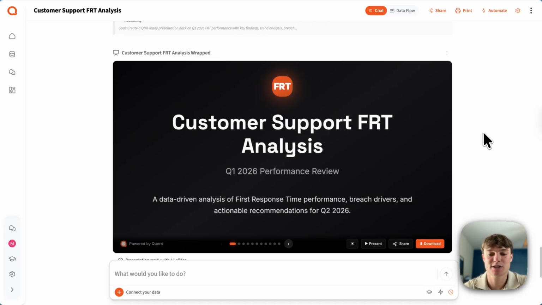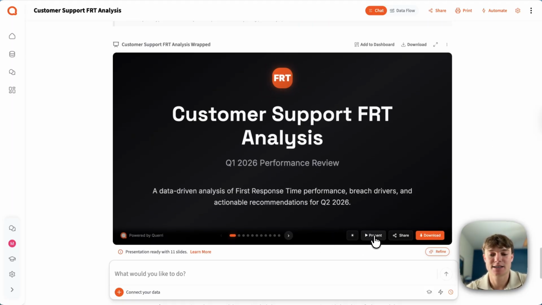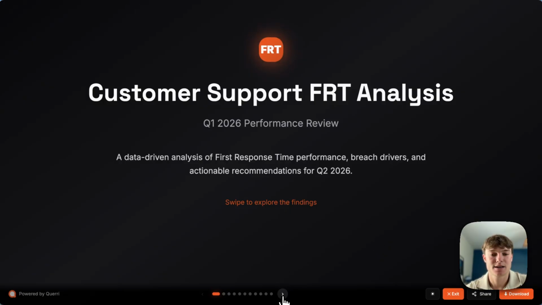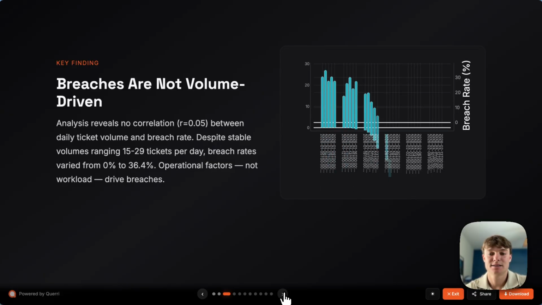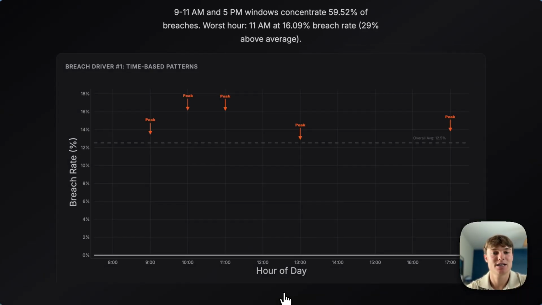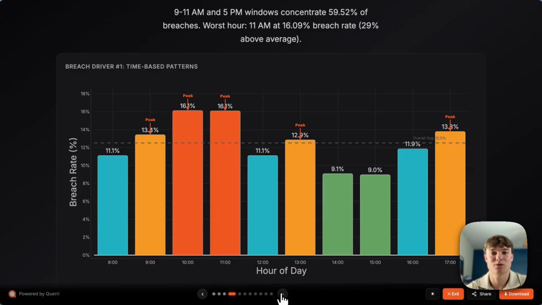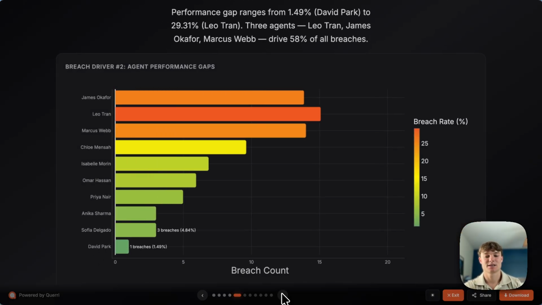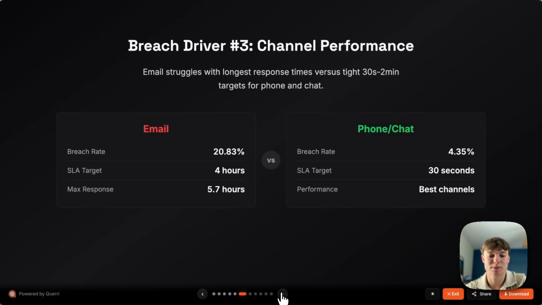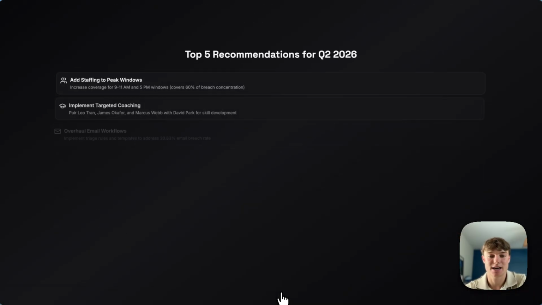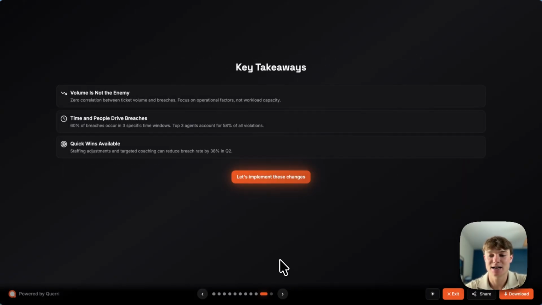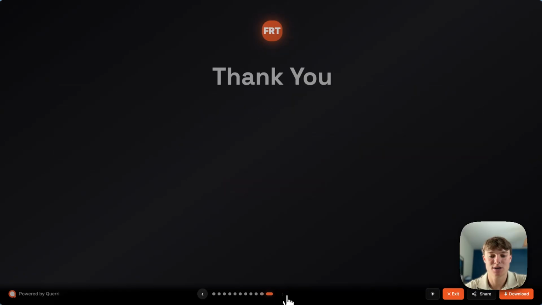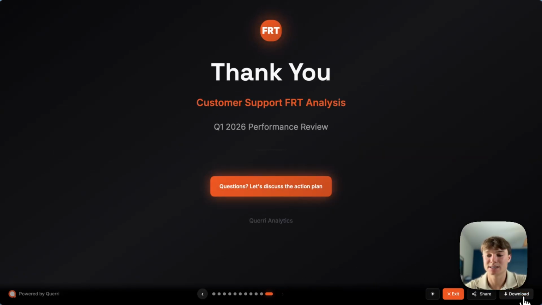Now that this has been generated for us, we can go and look through it. If we press present, we can explore the findings, total breaches, total tickets. You can see the breaches are not volume driven, showing that right here. Peak windows accounting for 60% of all the breaches. Agents are breach drivers by channel. Agents with the highest breaches here, top recommendations, and the expected improvement if we do those recommendations, and then the key takeaways.